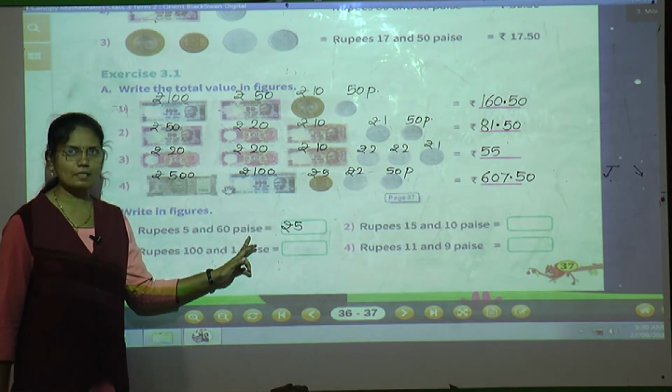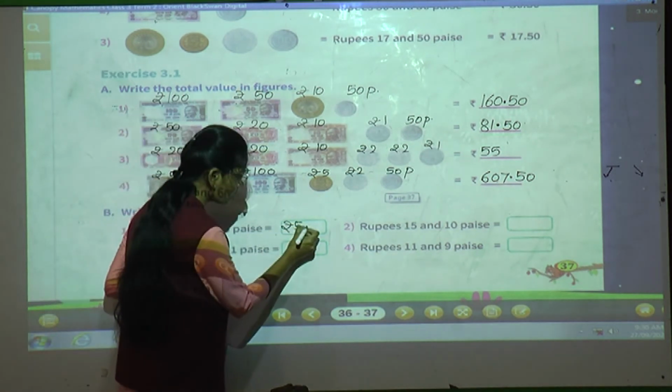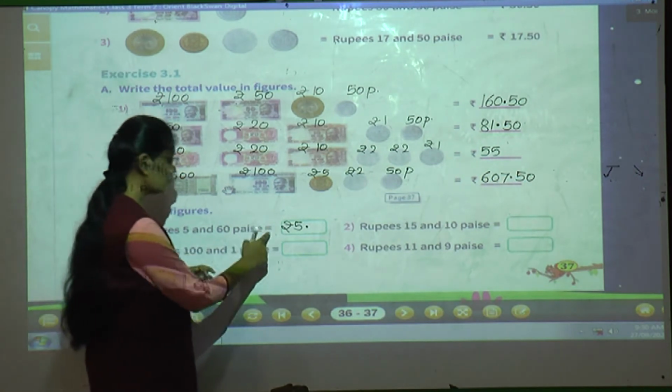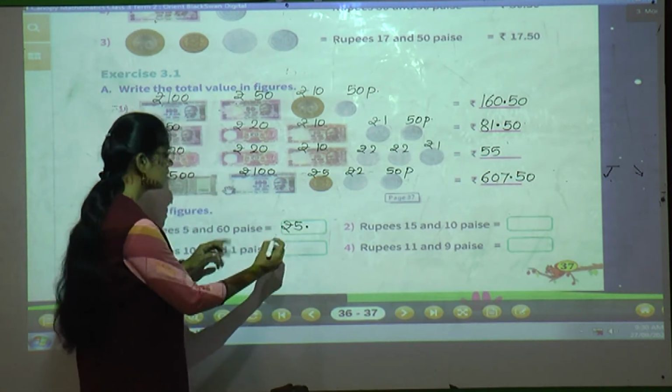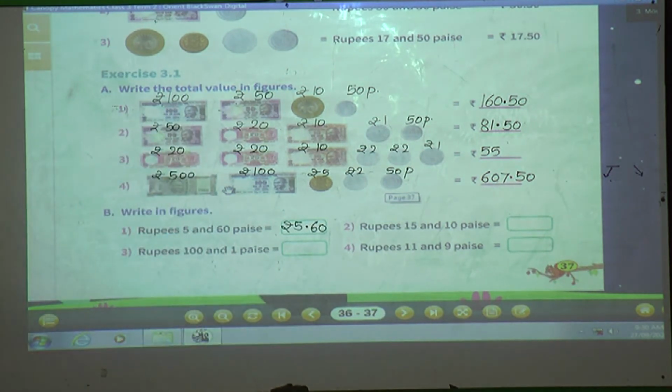And 60 paise. Now we have to write the paise. So what you have to do? Just give a dot or point. So rupees 5.60. No need to give a symbol of paise. Okay, rupees 5.60.